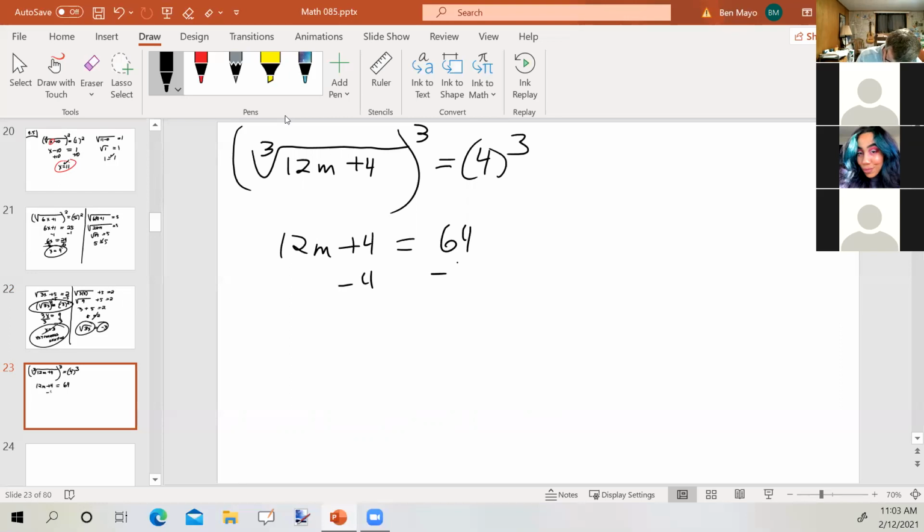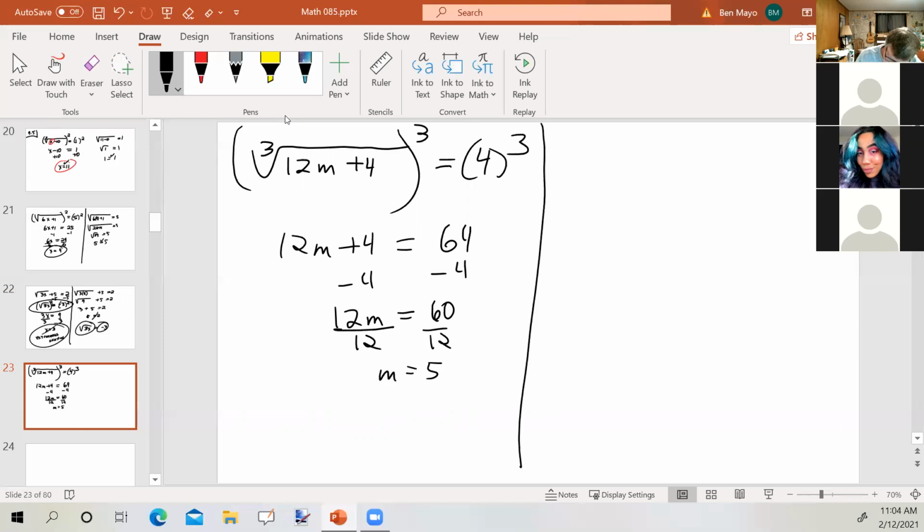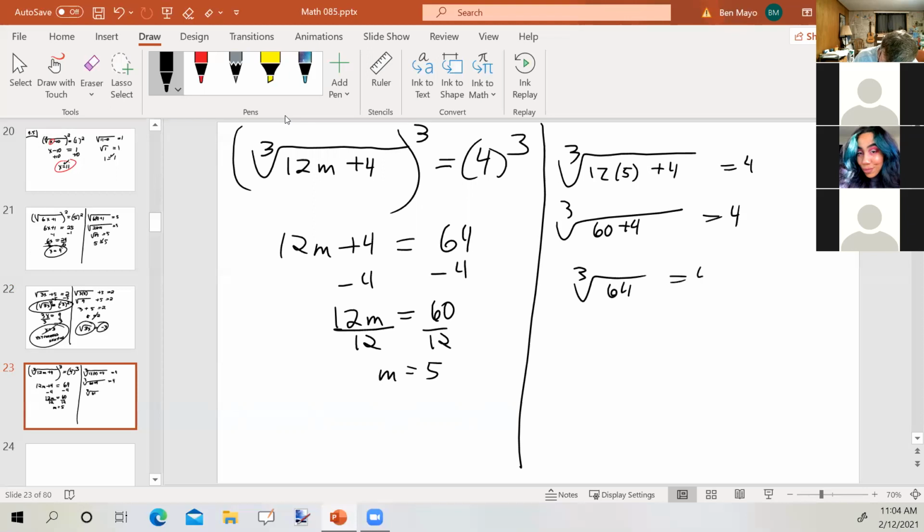So now we're going to subtract 4 from both sides. 12m equals 60. Divide both sides by 12, m equals 5. Let's check our work. The cube root of 60 plus 4, the cube root of 64, 4 equals 4, it checks, so m equals 5. All right with that?